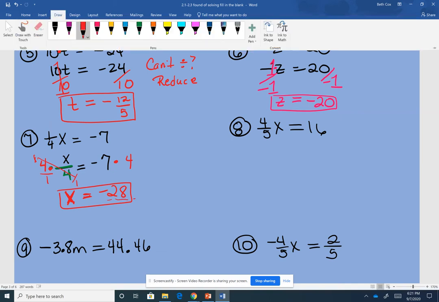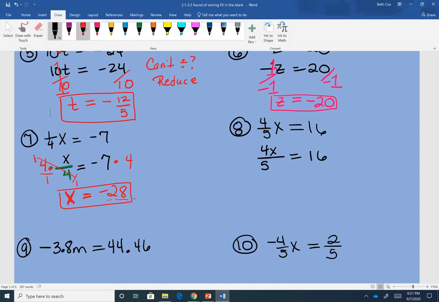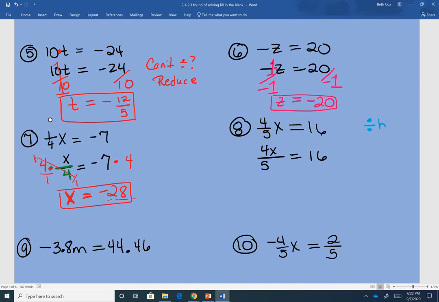Okay, next problem. We have 4/5 x. Again, I can put the x on top just like that. And to get rid of this, well, this is multiply by a fraction, right? And the opposite of multiplying by a fraction is dividing by a fraction. Well, if you remember, divide by a fraction is the same as multiplying by reciprocal. Now, if you go look at your notes from multiplying and dividing fractions, you'll see that.